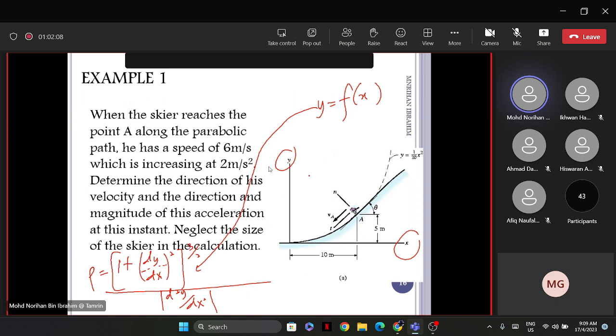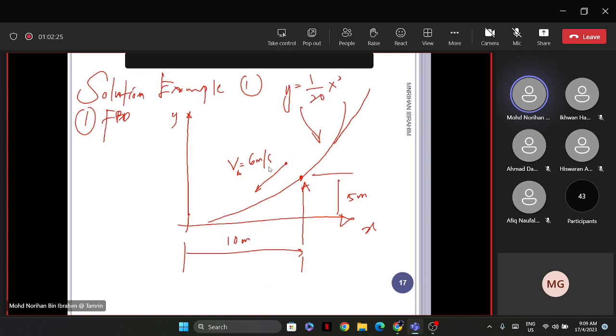The statement is that he has a speed of 6 meter per second, which is increasing at 2 meter per second squared. So the statement of which is increasing at 2 meter per second squared actually represents the tangential component of acceleration. Since it moves according to this curve path of motion, there will be tangent and also normal directions. So this is N and T. N and T.